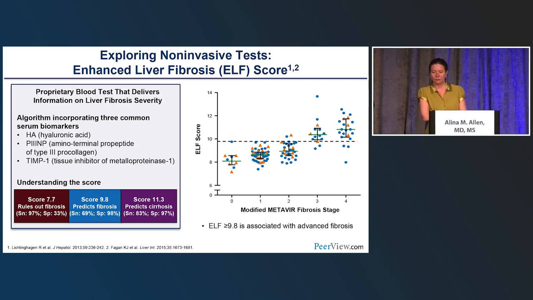A lower cutoff of 7.7 can be used to rule out fibrosis with pretty good sensitivity, but a lower specificity. A score of 9.8 is used to predict fibrosis, and a score of 11.3 is used to predict cirrhosis. And you can see here the distribution of these scores based on the 4 fibrosis stages. 9.8 or higher is what we use to estimate advanced fibrosis.